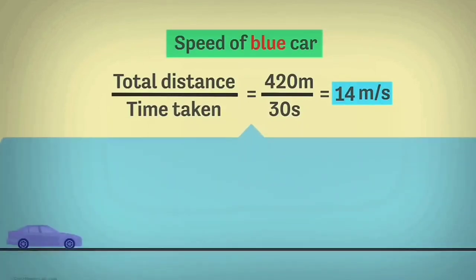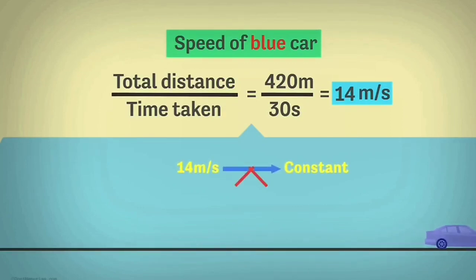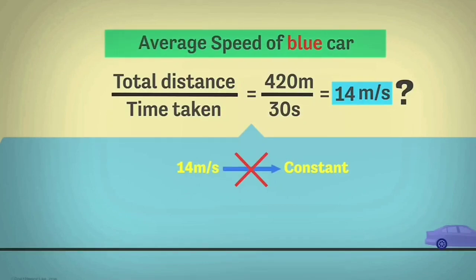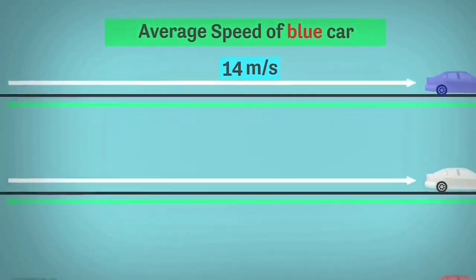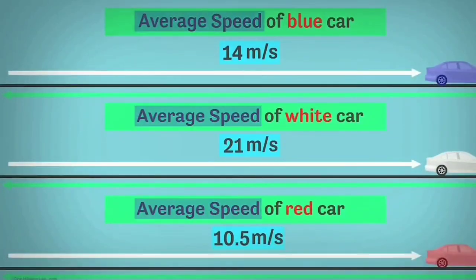Because maybe the car is moving at a really fast speed initially and then it slows down in the middle and then stops and then again speeds up. So this speed does not imply that the speed is constant at 14 meters per second throughout. So what is the speed then? The speed we calculated here is the average speed. In fact, in all the three examples, it was average speed.